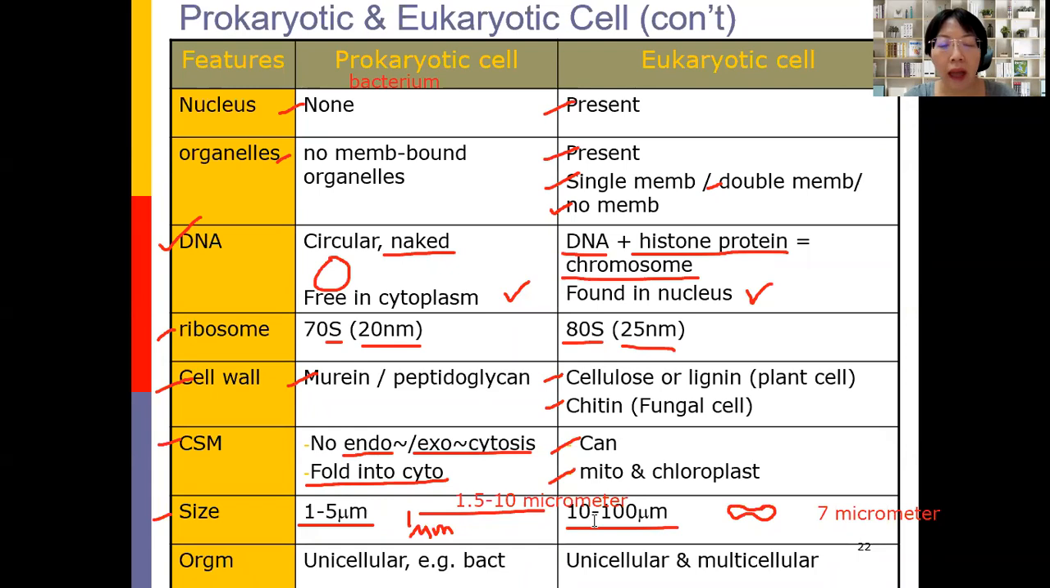So average cell size is 10 to 100 micrometers for eukaryotic cell, but red blood cell, having no nucleus, is smaller than 10 micrometer. So it's 7 micrometers. This one you have to memorize. So what is the organism that's made up of prokaryotic cell? It is the bacterium, right? Organism that's made up of eukaryotic cell can be unicellular organism, the protist, and the multicellular organism like fungi, plantae, and animalia.